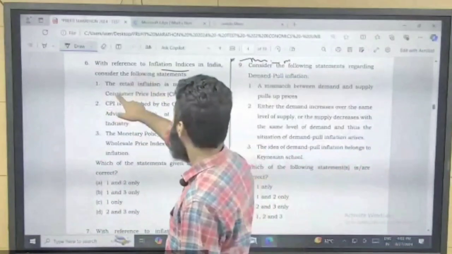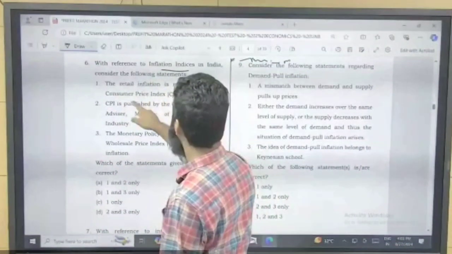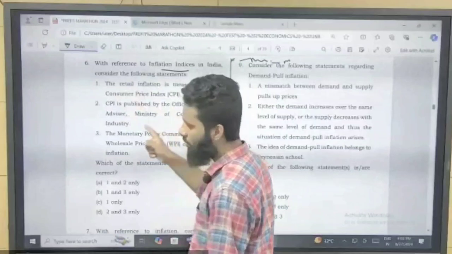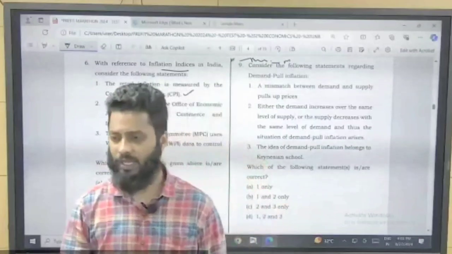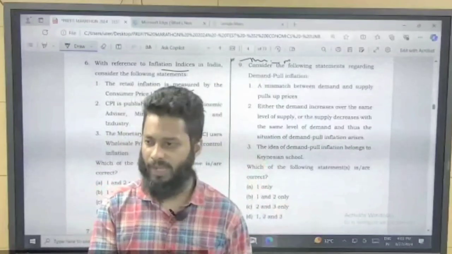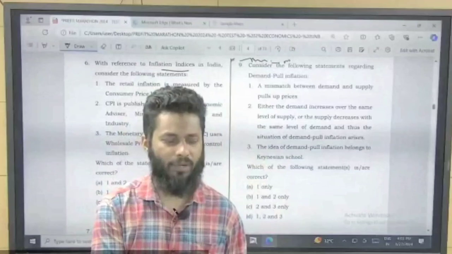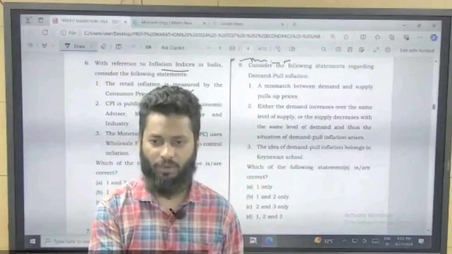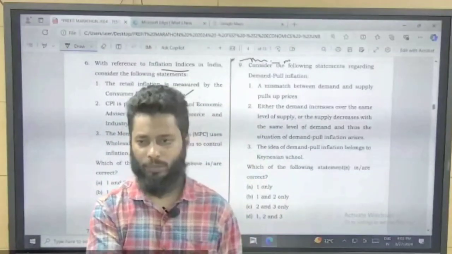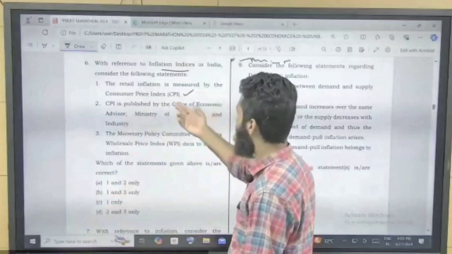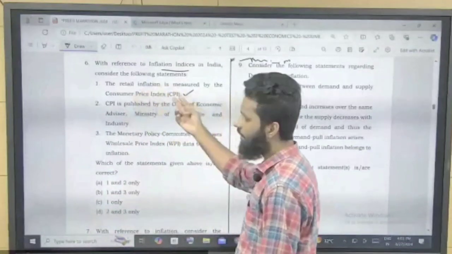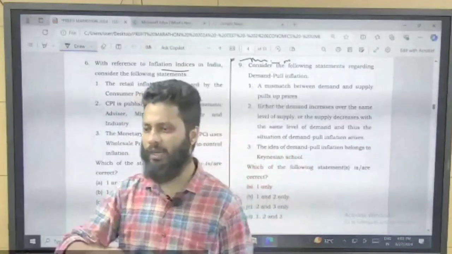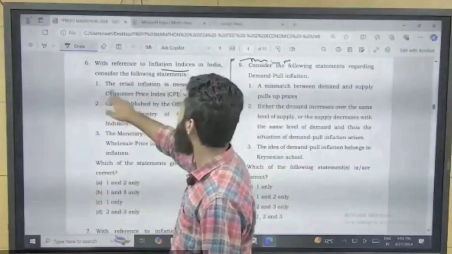Now comes CPI. The retail inflation is measured by the consumer price index. True. Just now we have seen, as a consumer, if I am buying something in fewer items, like one pen, two notebooks, then it is retail price, or the inflation in the retail market is reflected by consumer price index.